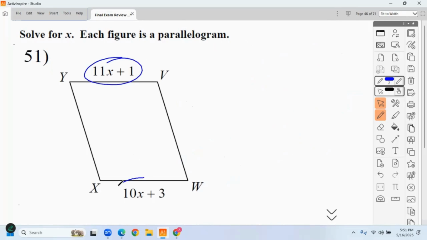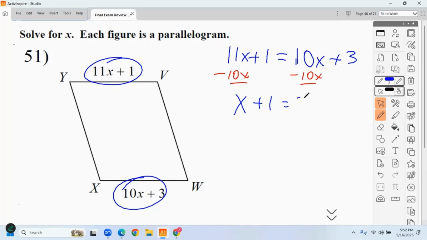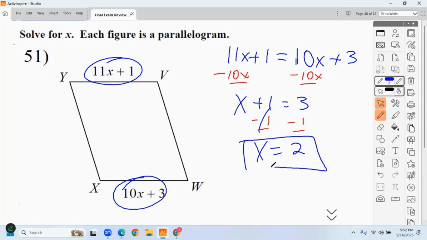Opposite sides congruent. Parallelogram. That means we're setting these equal to each other, folks. Automatically. This will be a 3. That is x is equal to 2. Nice. On to the next piece.